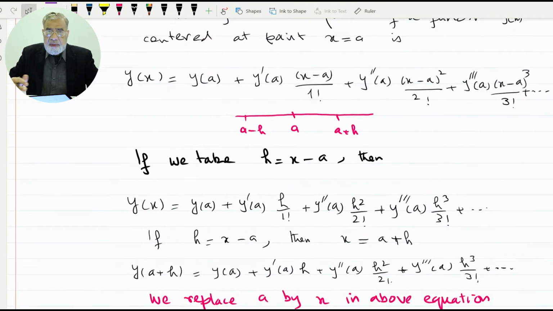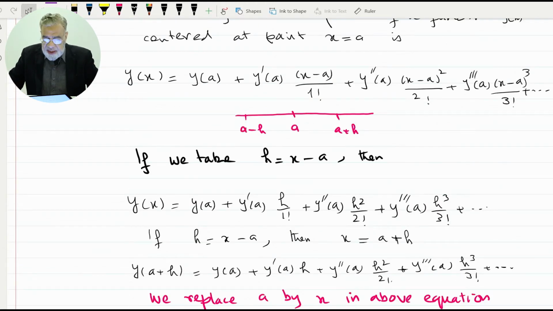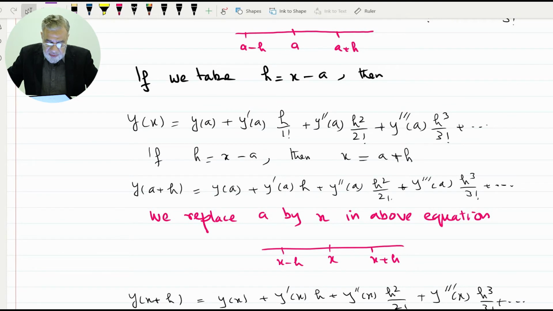Here this is defined about x equal to a. So the interval about x equal to a is from a minus h to a plus h. h, where x minus a is equal to h, is the length of the interval. If we take x minus a equal to h, we can write our equation as y(x) equal to y(a) plus y'(a)h/1 factorial, where 1 factorial is equal to 1, plus y''(a)h^2/2 factorial plus y'''(a)h^3/3 factorial, and so on. If h is equal to x minus a, then x is a plus h. So instead of x we write a plus h.